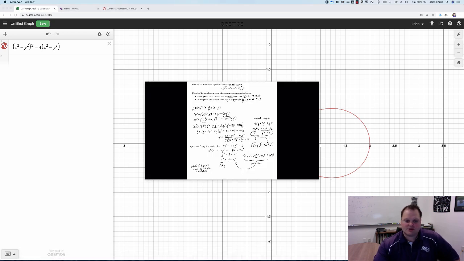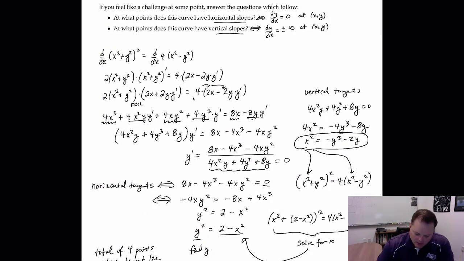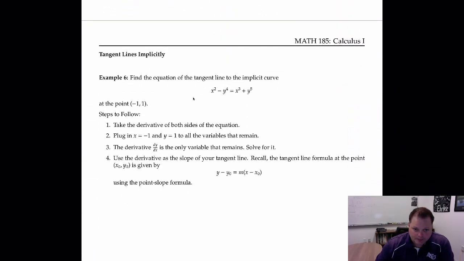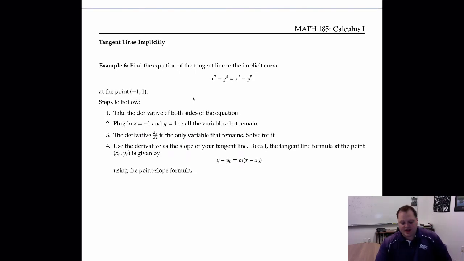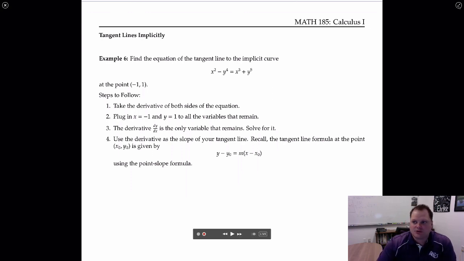All right, let's look at some simpler tangent line problems. These turn out to be the easiest problems for us to do. So here are the steps for doing what I just did, except we're looking at the tangent line in a single point rather than trying to find where all of the tangent lines are vertical or all the tangent lines are horizontal. So suppose we have this curve, and I would like to know what is the tangent line at negative 1, 1. Okay, let's go back over to Desmos real quick.